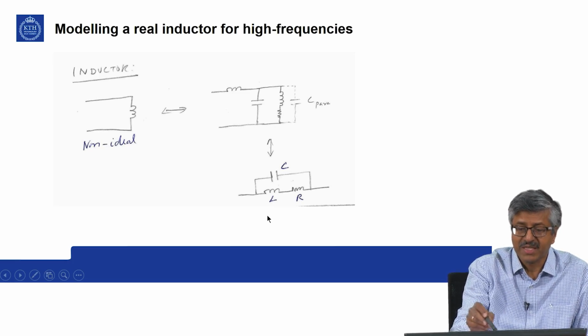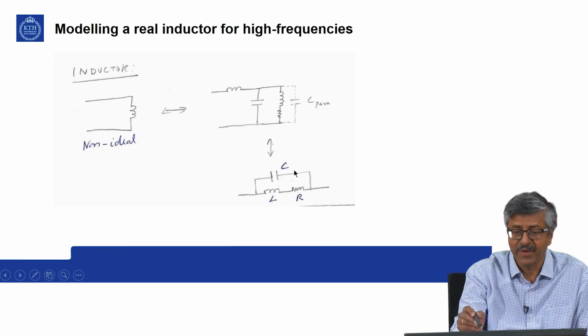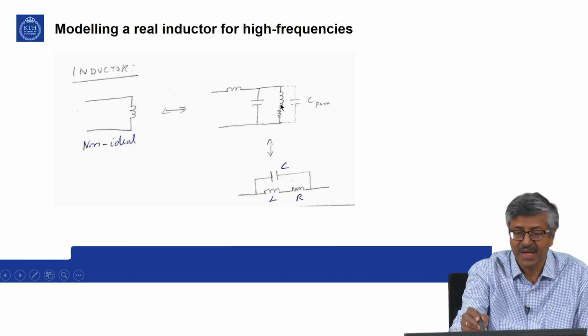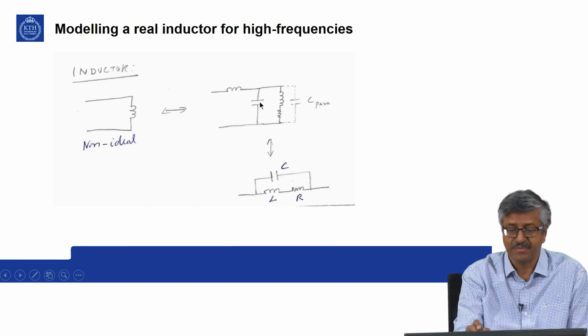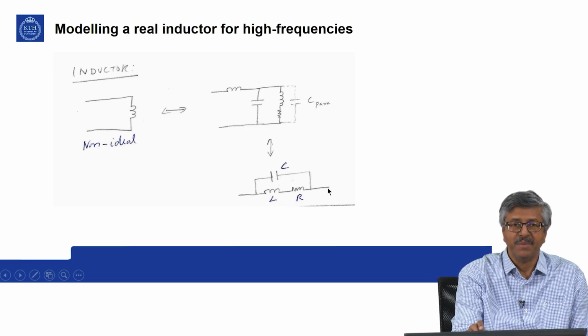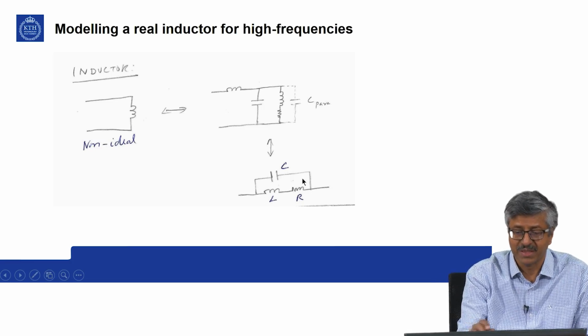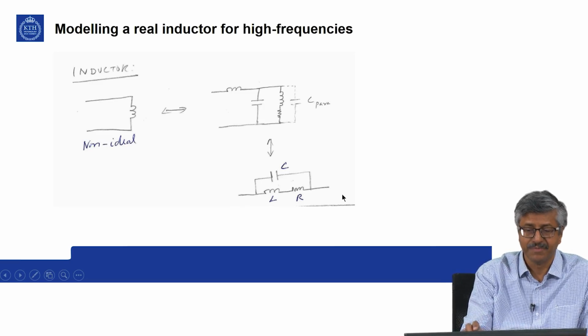So many of these things can be combined together, and essentially you have an L and R in parallel with a capacitance C. So this is the minimum high frequency model of an inductor. Depending upon the applications, one can have even more complicated models, but usually this would be sufficient.